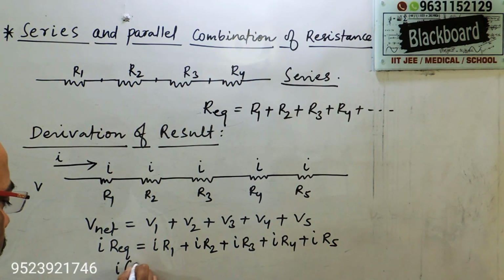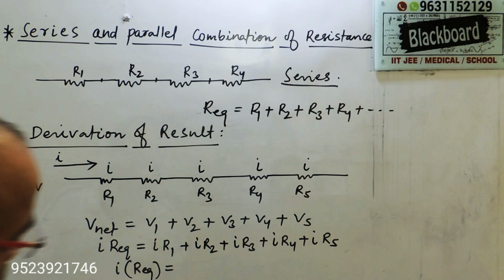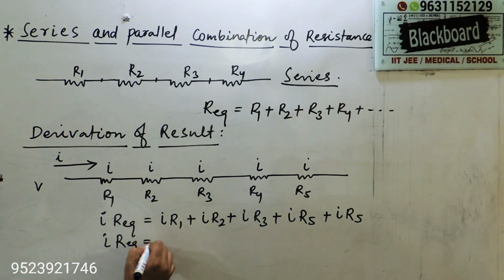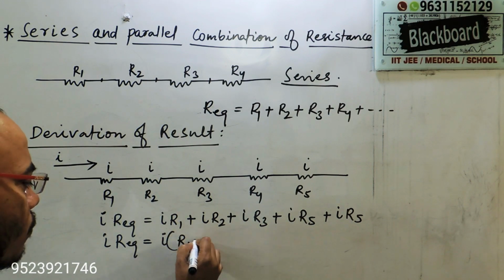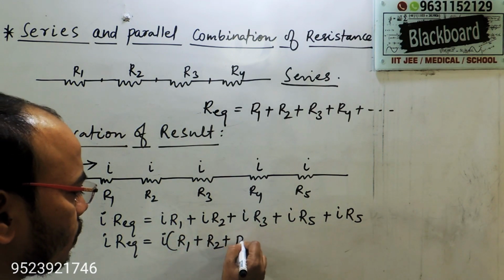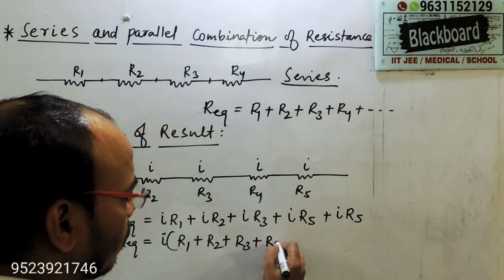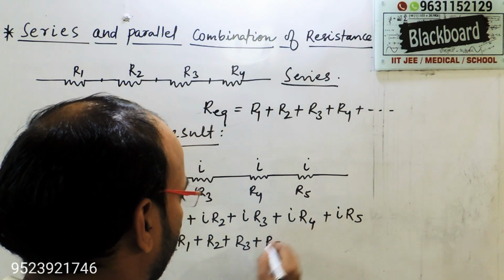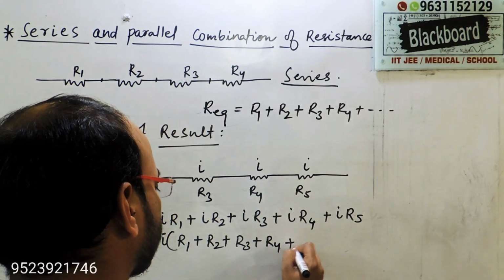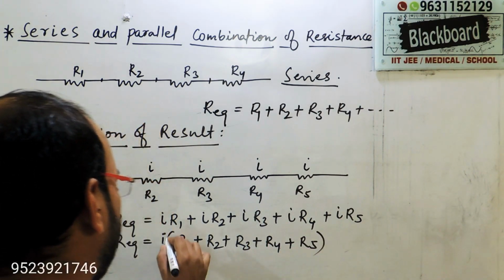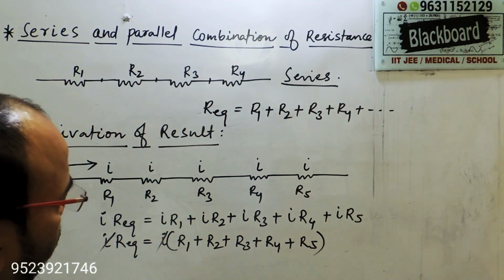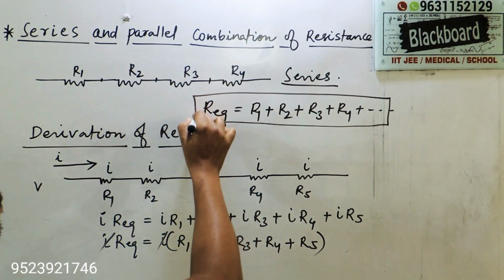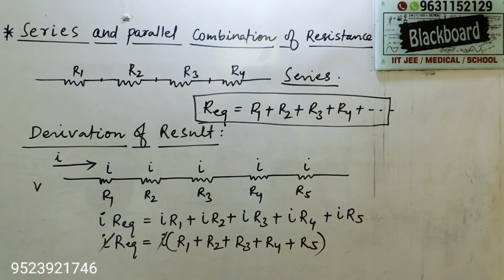You will get I R equivalent is equal to, taking I common, I times (R1 plus R2 plus R3 plus R4 plus R5), and I cancels. That means your result is R equivalent is equal to R1 plus R2 plus R3 plus R4 plus R5 for your series combination.